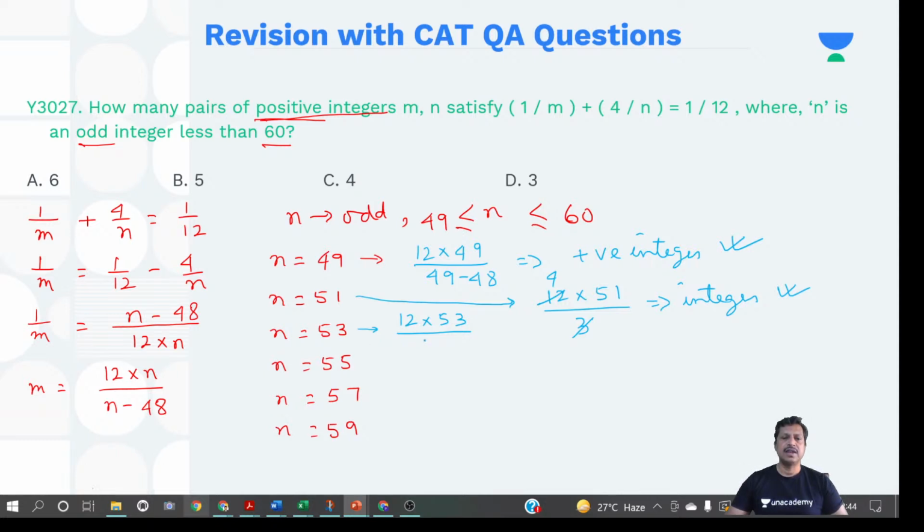5, right? So 12 is not divisible by 5 and 53 is not divisible by 5. So this will not be fine. So two values are already there.